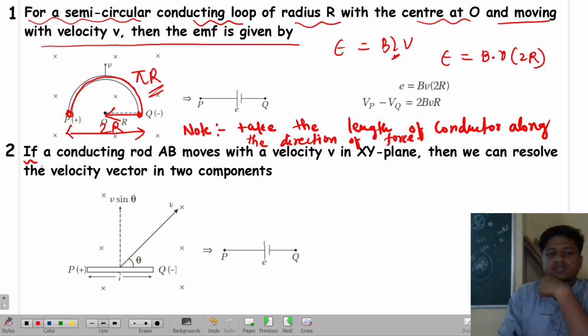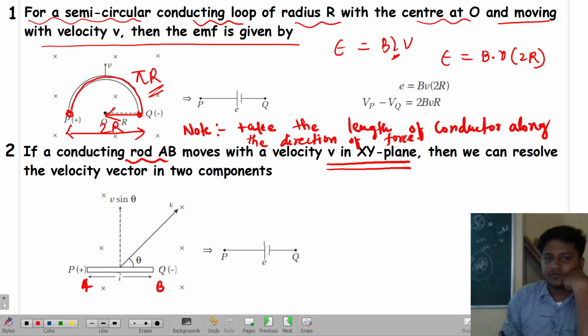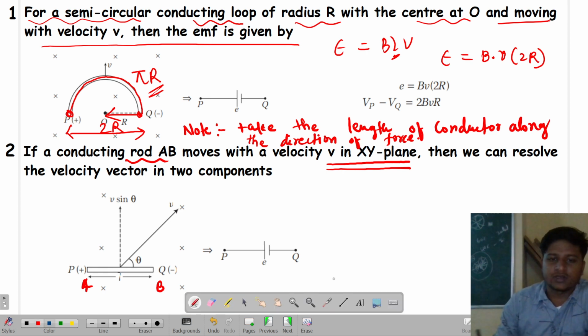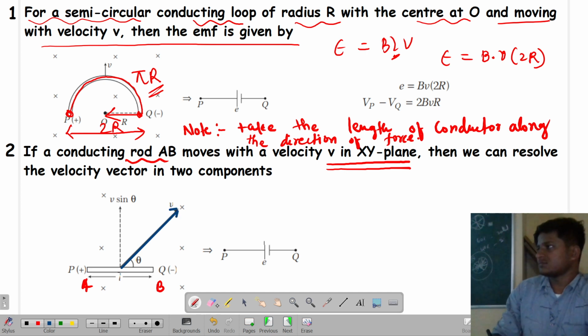Now let us consider the second point. In the second case, you have a conducting rod AB which is moving with velocity v in the xy plane. Got it or not? This is my AB rod which is moving with velocity v in the xy plane. Now look over here. One thing is important in this question: the velocity is not perfectly perpendicular to the magnetic field. Got it or not? This velocity is making some angle theta with the length of the conductor.